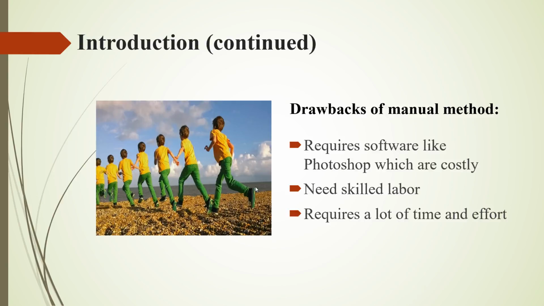One major drawback of generating such images is the time and effort. So I've highlighted some major drawbacks of this manual method. The picture here is taken from online, which is an action sequence generated by the manual method. A manual method for generating an action sequence requires high-end software such as Photoshop. This software is costly. Moreover, it needs a special set of skills to handle, which again asks for skilled labor. And finally, these projects require a lot of time and effort.